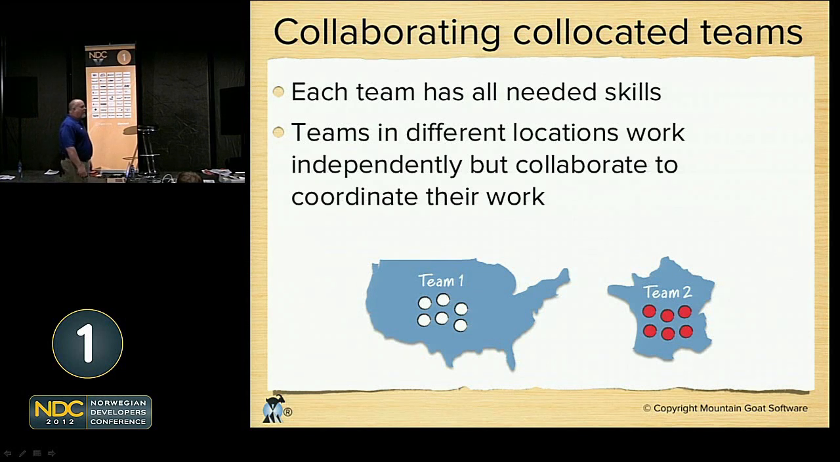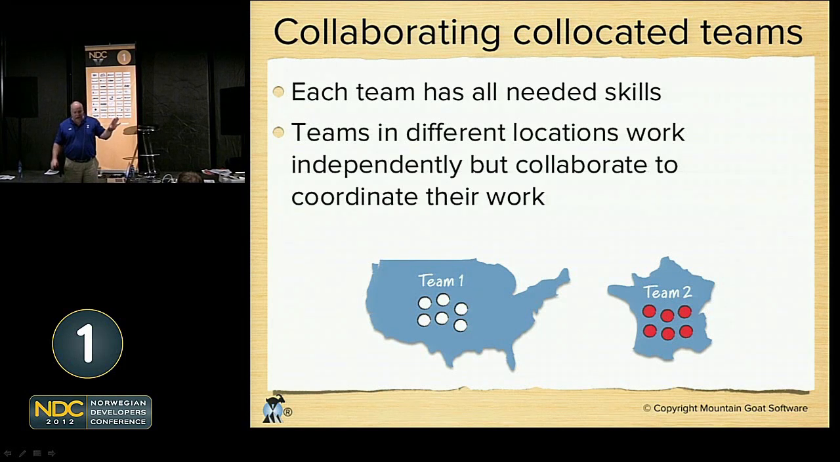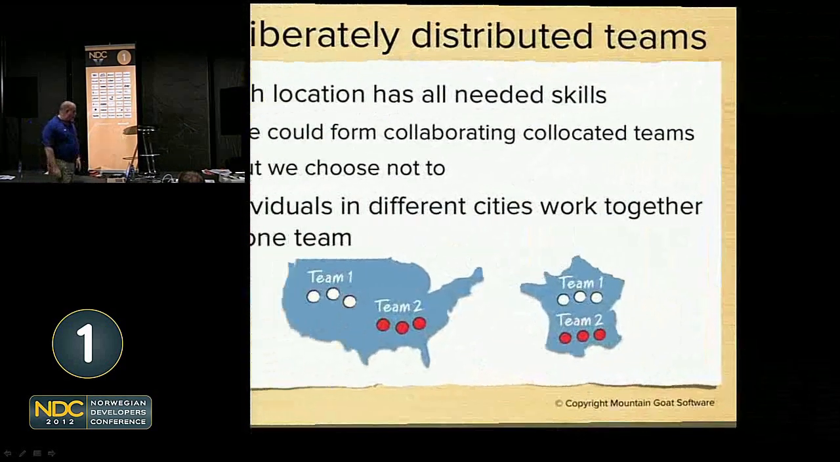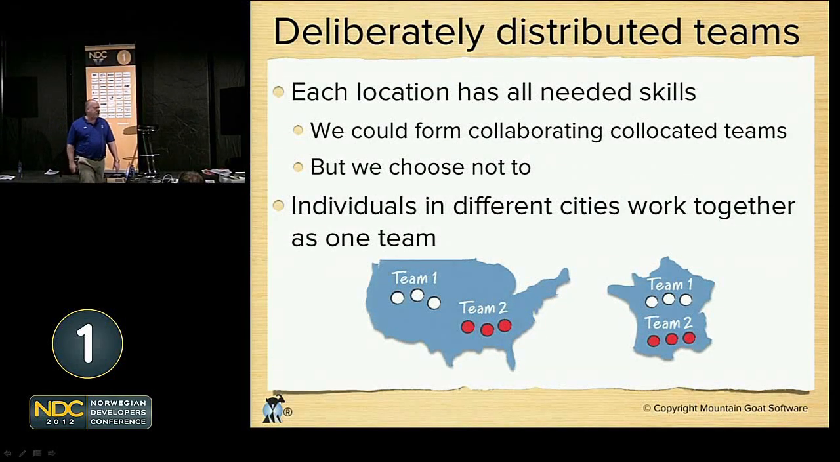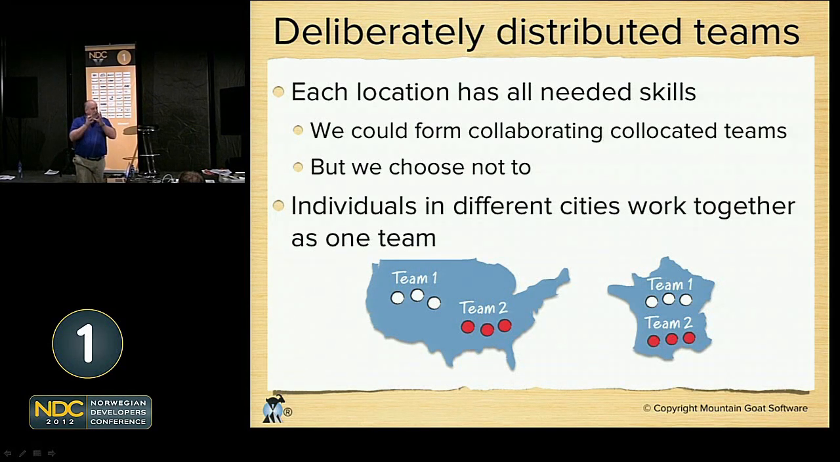So here's one way to do this. If we have a set of people in the US, a set of people in France, we can set up 2 separate teams. We got the French team, and the US team, and they don't necessarily need to talk to each other much. They collaborate, but they don't work together on a daily basis. They collaborate a little bit, make sure they're building similar things, but they mostly let each other go. The other approach is to do what is called a deliberately distributed team. Here I could have had an intact French team. I could have had an intact US team.